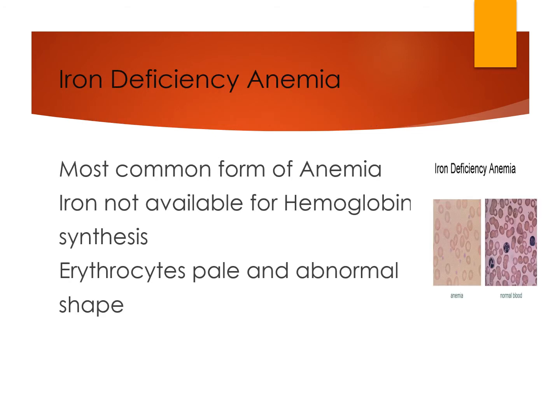Iron deficiency anemia is the most common form of anemia, and iron is just not available for hemoglobin synthesis. The erythrocytes appear pale and abnormal in shape, and if you look over to the picture on the right, you can see that paleness, the inability for it to accept a dye, and its irregular shaped quality.